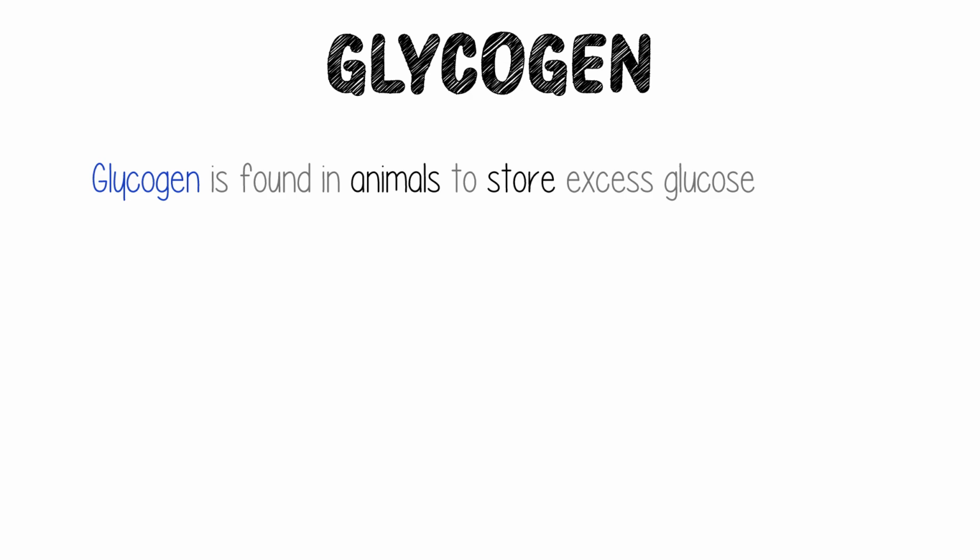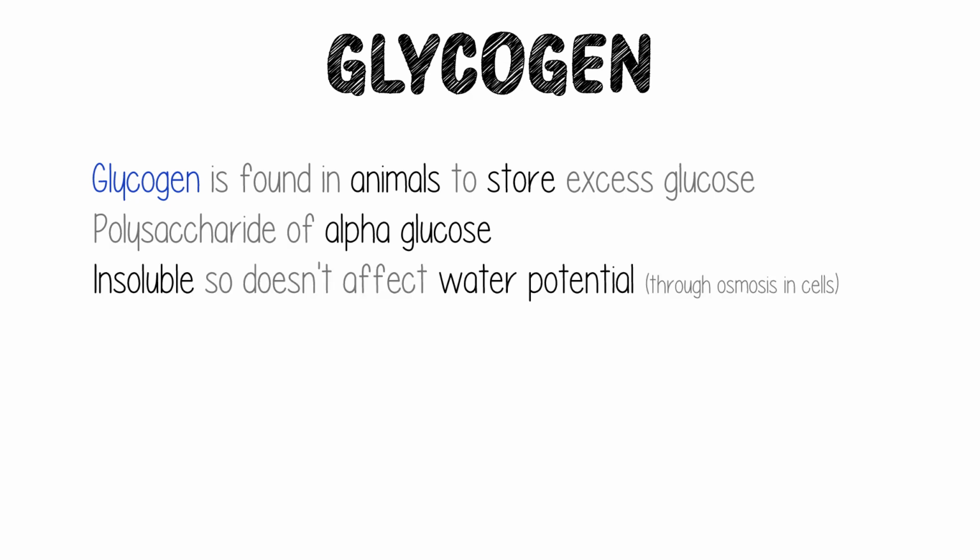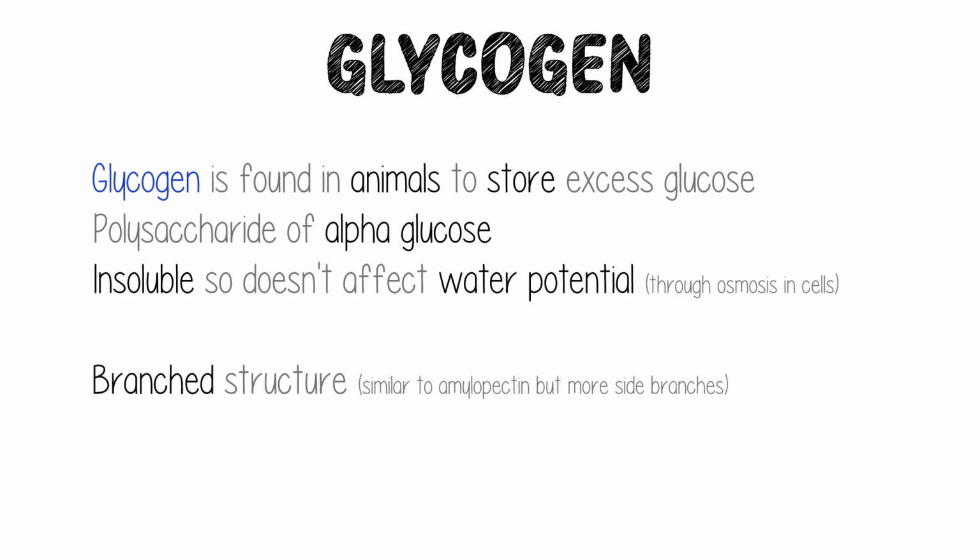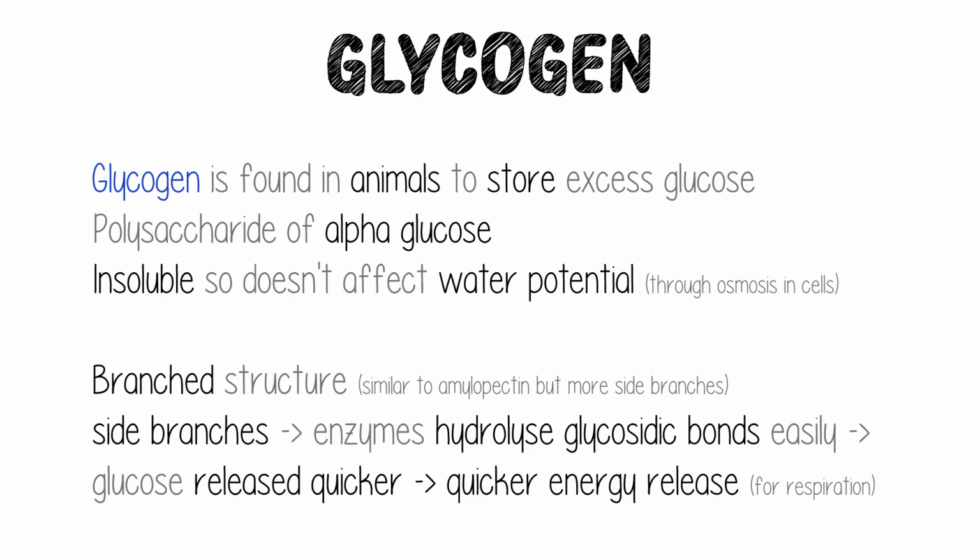Glycogen is found in animals to store excess glucose. It is a polysaccharide of alpha glucose. Glycogen is also insoluble, so doesn't affect water potential. It has a branched structure similar to amylopectin, but with more side branches. These side branches break off quicker, because it allows enzymes to hydrolyze the glycosidic bonds easily. This releases glucose much quicker, which is mostly used for respiration.